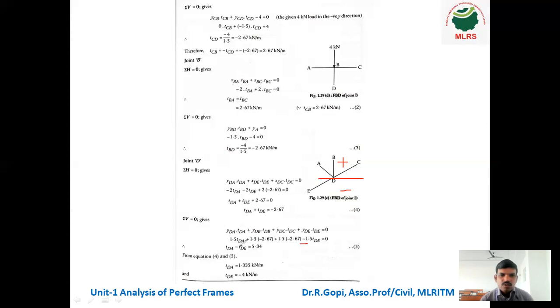So here also there are two unknown parameters, TDA and TDE. So equate these two equations, as both have TDA and TDE. With two equations and two parameters, we can easily find them. That means TDA is 1.335 kilonewton per meter and TDE is minus 4 kilonewton per meter. This is the concept. So we have found the tension coefficient for all the members.